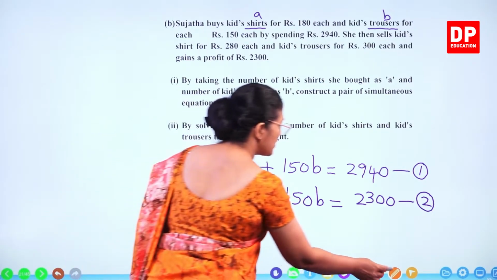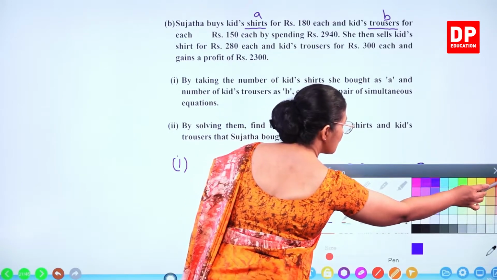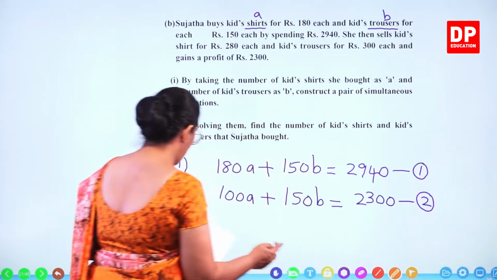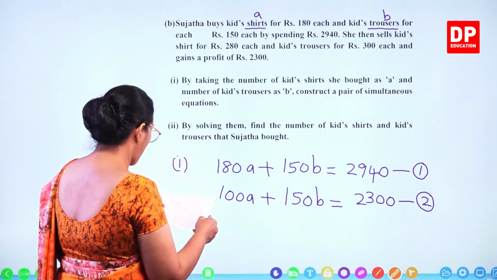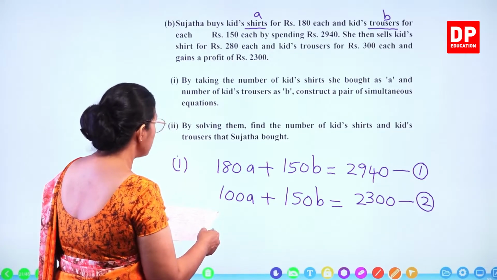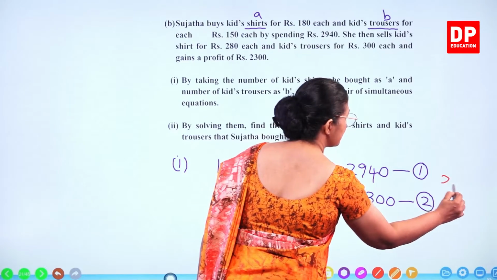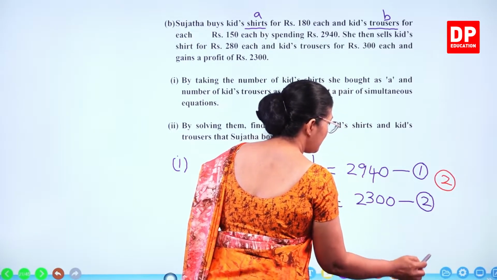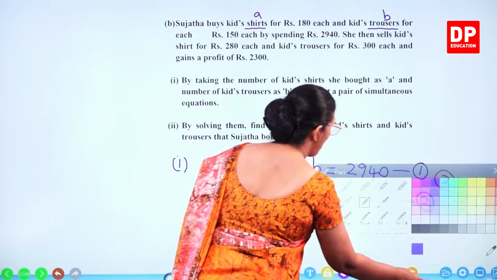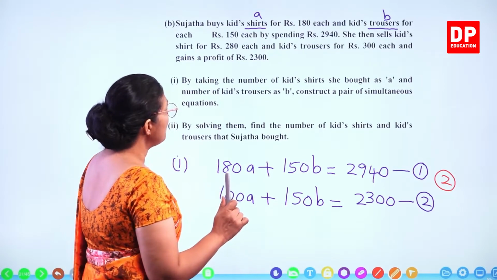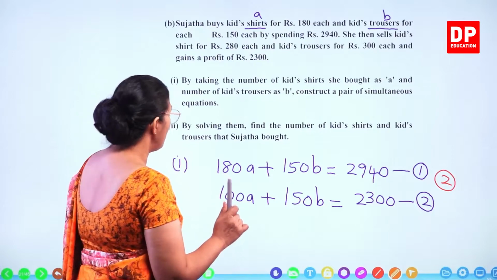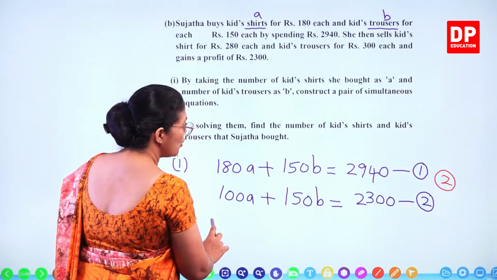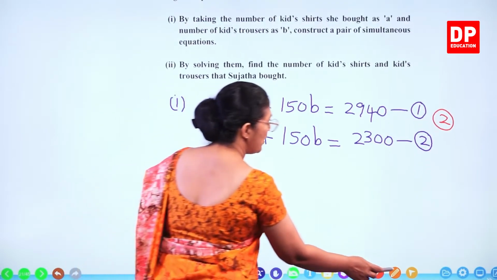So you get 2 marks for writing down the 2 equations in the first part. Then what is the next one? You have to solve. By solving them, find the number of kids' shirts and kids' trousers that Sujata bought. So how are you going to solve these 2 equations?